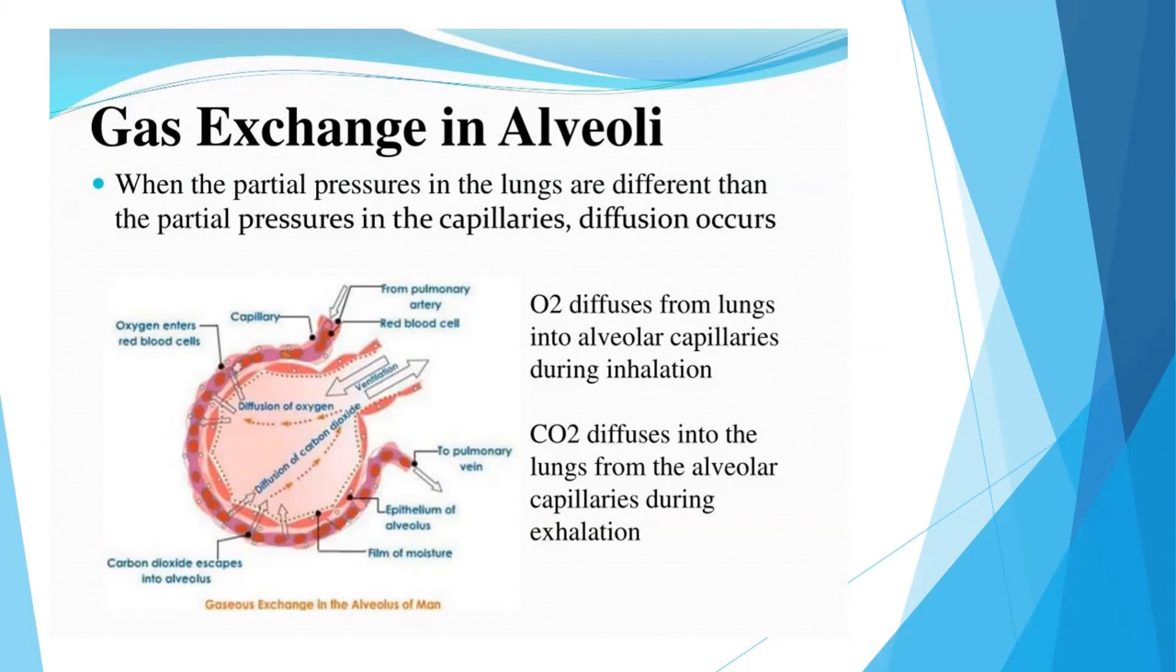During inspiration, the partial pressure of oxygen is higher inside the alveoli than in the capillaries. So there is diffusion of oxygen from high to low gradient, and the CO2 concentration is higher in the capillaries than in the alveoli, and CO2 exchange occurs from high to low again, that is, from the capillaries towards the alveoli, and that is how ventilation occurs. The diffusion of oxygen towards the capillaries and the diffusion of carbon dioxide towards the alveoli occurs.